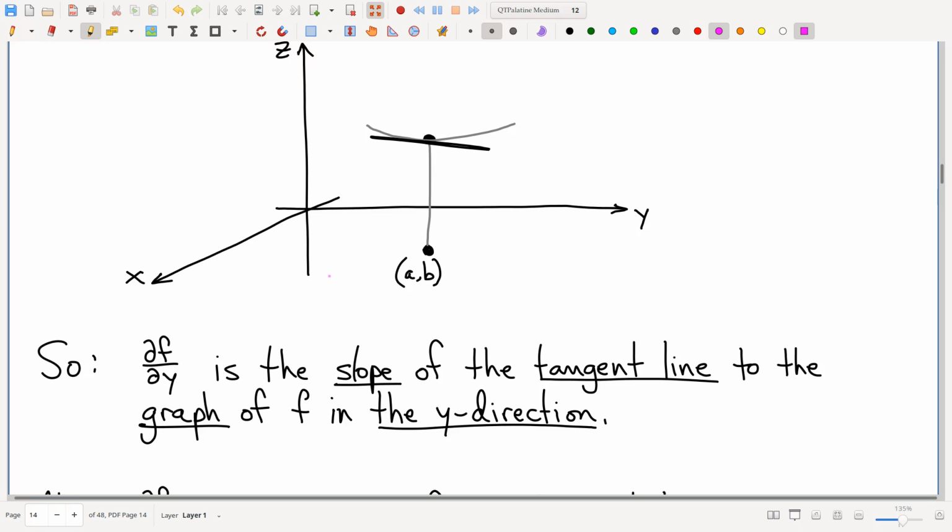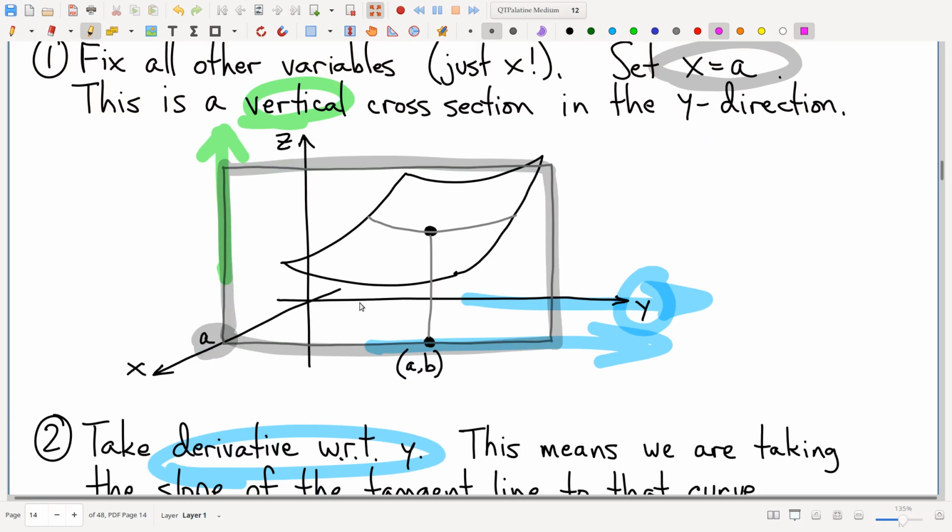Yeah, okay, good question. Because we're taking the derivative with respect to y, that makes sense to hold x as a constant. What role does the cross-section play? The cross-section is the geometric manifestation of setting x equal to a constant. Because x equals a constant is that plane.